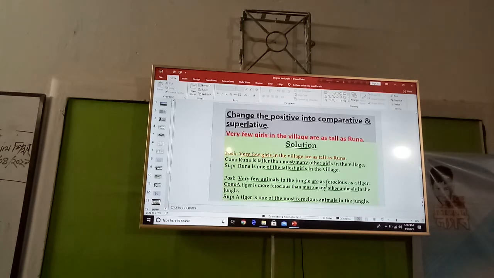Okay, now the next sentence. Very few animals in the jungle are as ferocious as a tiger. Comparative: a tiger is more ferocious than most other or many other animals in the jungle. Superlative form: a tiger is one of the most ferocious animals in the jungle. Now go to the next one.